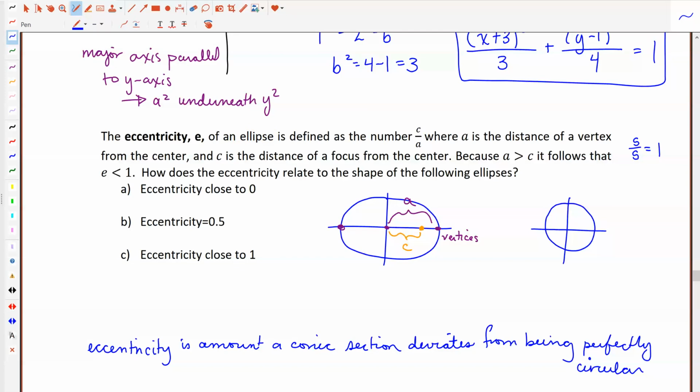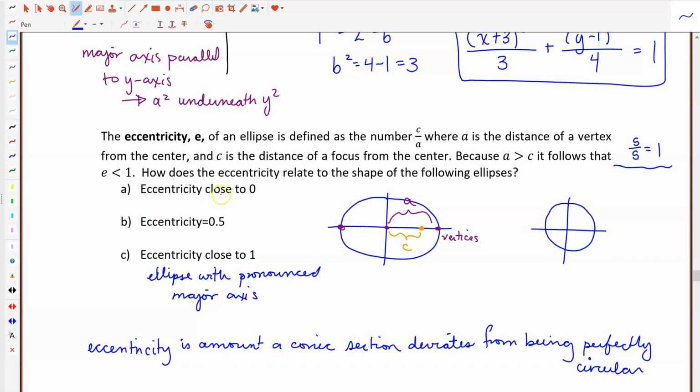So let's take a look at how these relate. If your value for c is really close to your value for a, so we'd be looking at a situation like this, then your eccentricity is going to be really close to 1, and you're going to end up with an ellipse with a very pronounced major axis. So it's going to be very, very stretched out, either in the x direction or the y direction, depending on where the major axis is.